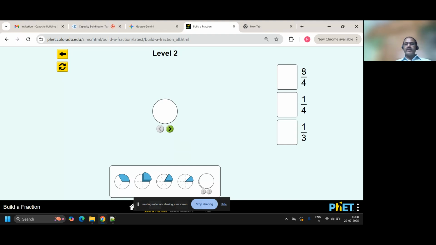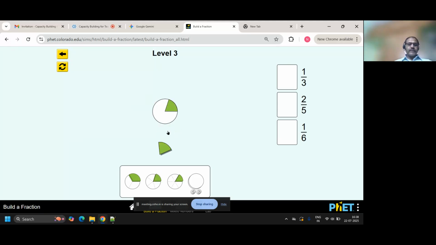Again, you could see here 3/4, 1/4, 1/3, slightly difficult ones. Again, you can go and then say level 3, 2 by 5, 1 by 6, visualizing one part out of 6 parts. How to build it, right? Now I have to say 1, 2, 3, 4. So only 4. I'm not able to fill further. If I put this one, again, it is not filling it fully. I don't have a piece like this.